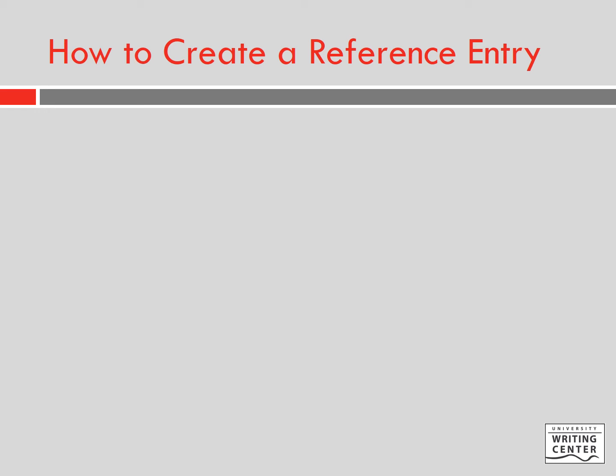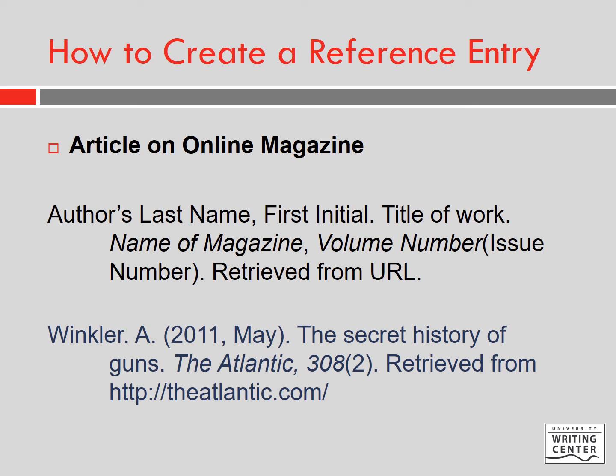Similarly, to cite an article from an online magazine, you would list the author's last name and first initial, year and month of publication, the title of the work, and the title of the magazine, respectively. Additionally, you would indicate the volume number, issue number, and the URL where you retrieved the article from. If the article can be easily found by searching the host site, simply provide the homepage URL. If the article is difficult to locate on its host site, include the full URL.